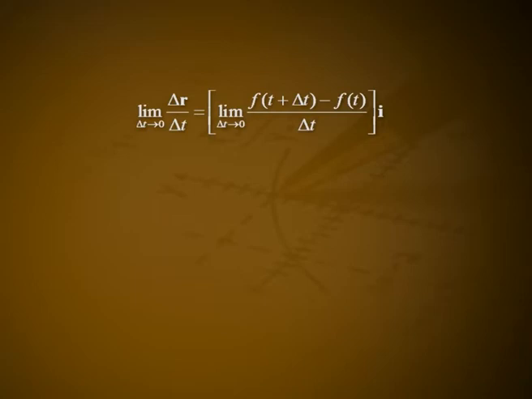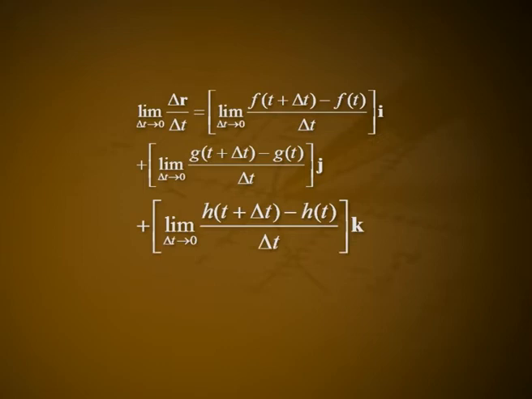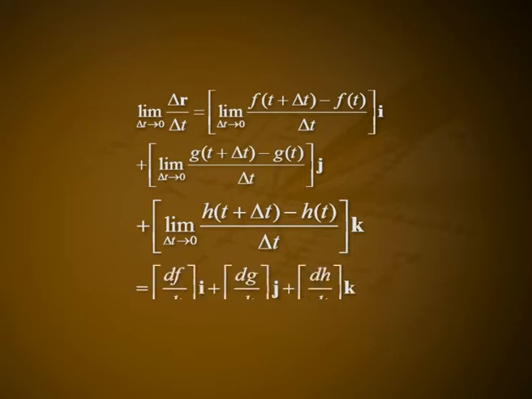limit as delta t tends to 0 of delta r by delta t equals limit as delta t tends to 0 of [f(t + delta t) − f(t)] by delta t i, plus limit as delta t tends to 0 of [g(t + delta t) − g(t)] divided by delta t j, plus limit as delta t tends to 0 of [h(t + delta t) − h(t)] by delta t k, which is equal to df by dt i plus dg by dt j plus dh by dt k.